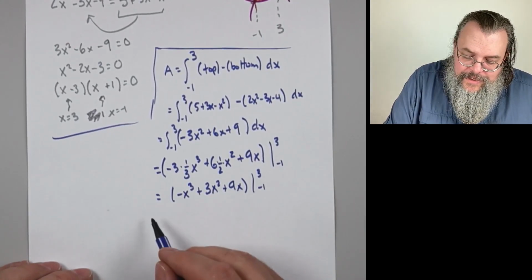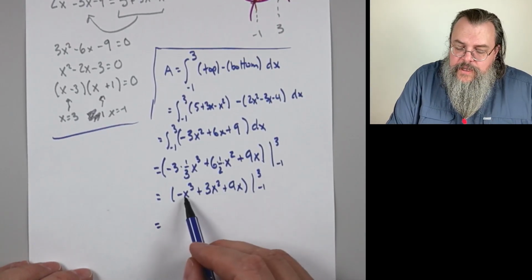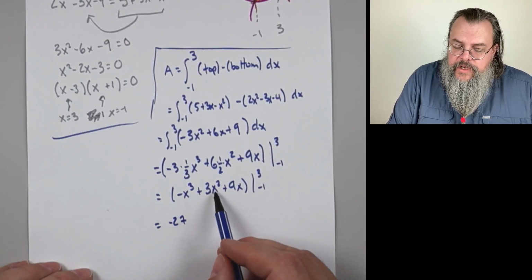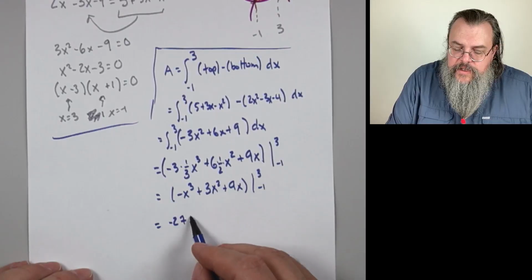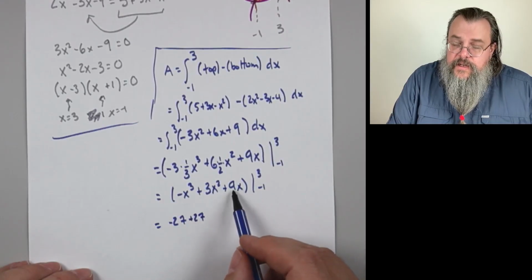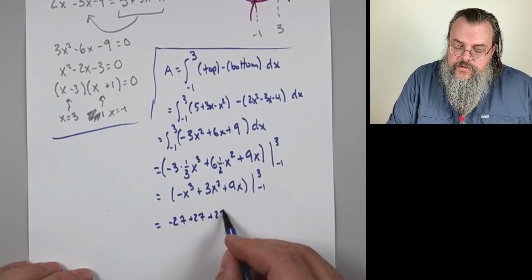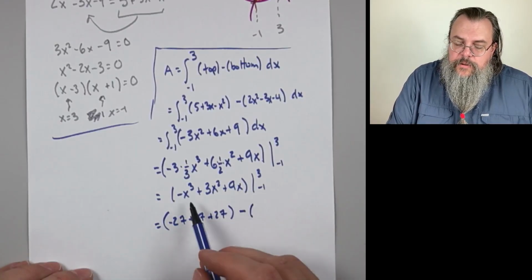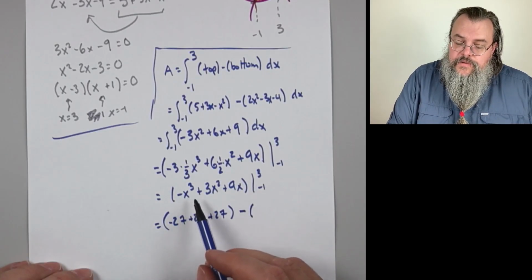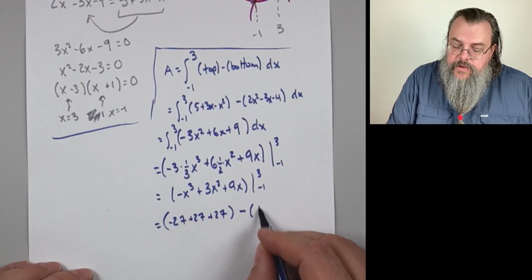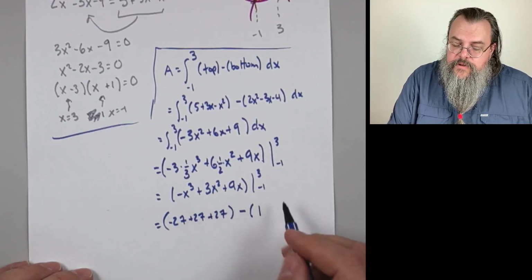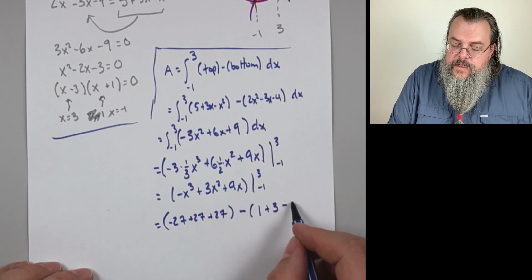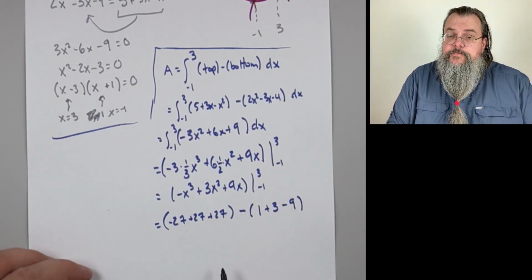Plug it in. When we plug in 3, minus 3 cubed is minus 27. 3 times 3 squared is plus 27. 9 times 3 is 27. Lots of 27s there. Subtract. Negative 1 cubed is negative 1 with a minus. Makes a 1. 3 times negative 1 squared is a 3. 9 times negative 1 is a minus 9.